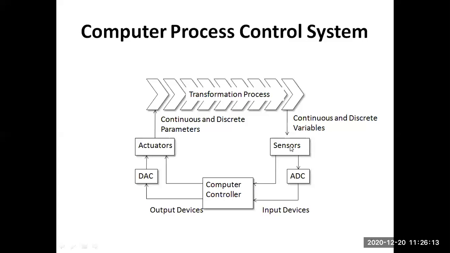So in that case, if the sensor generates only analog values, they have to be converted from analog to digital and then fed to the computer control device. Similarly, the actuator will also take in the values from the computer, whether analog or digital, and then based on the activity of the actuator, the corresponding transformation process will be exhibited, and that will be reflected in the value of the sensor, and this will go on and on continuously.